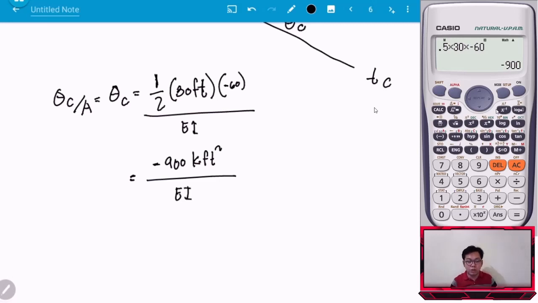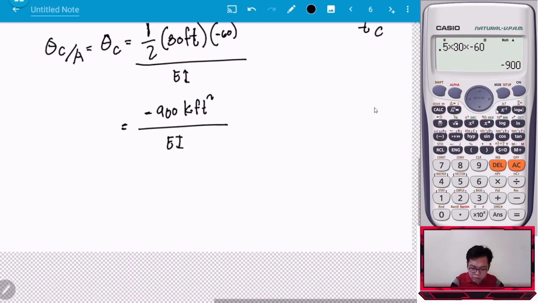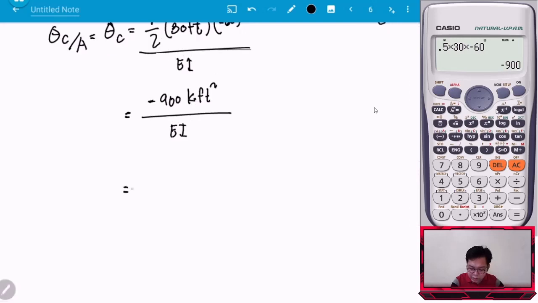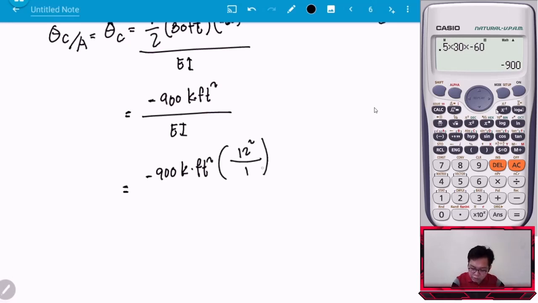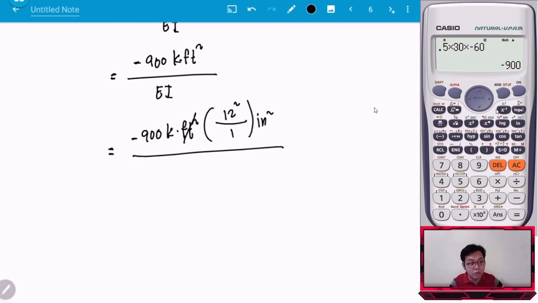Okay? Now, let's try to solve for the exact value of this. So, just to say again, negative 900 kip-feet squared. And then, let's multiply this by 12 squared, right? Okay? Divide that by, to cancel out, what remains is 12 inches. And then, divide that by EI. What was E again? 29 times 10 to the 3 kips per square inch. And then, multiplied by 600 inches to the power 4.